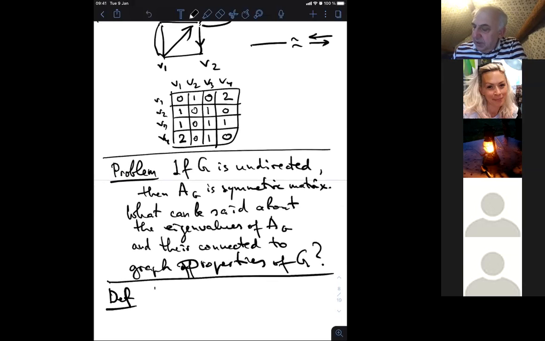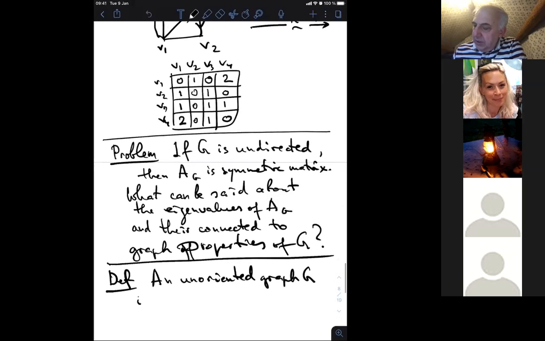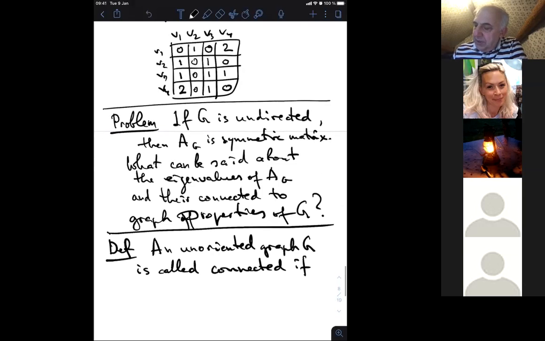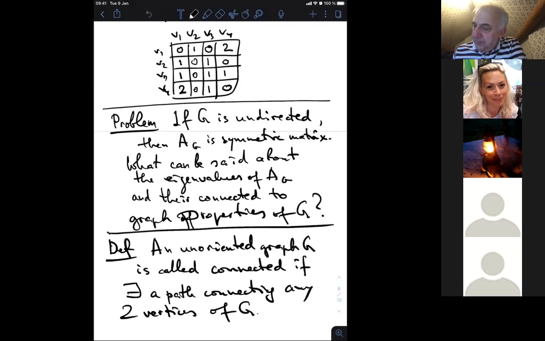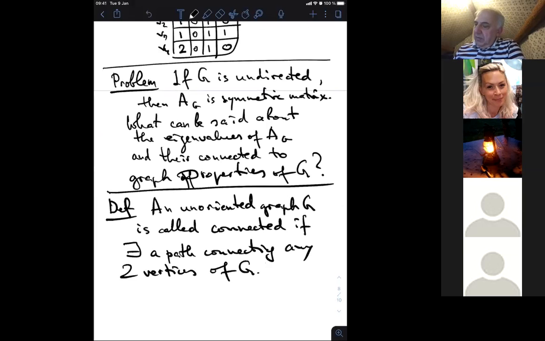A graph, say an unoriented graph, is called connected if there is a path connecting any two vertices of G. Yes. And a graph is called disconnected otherwise.